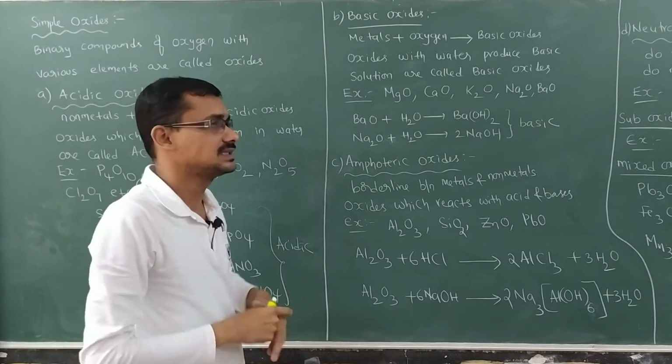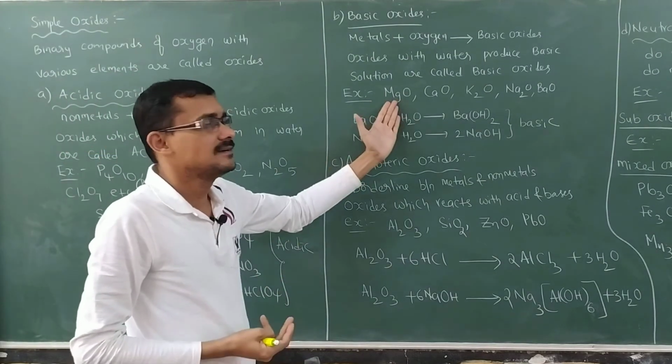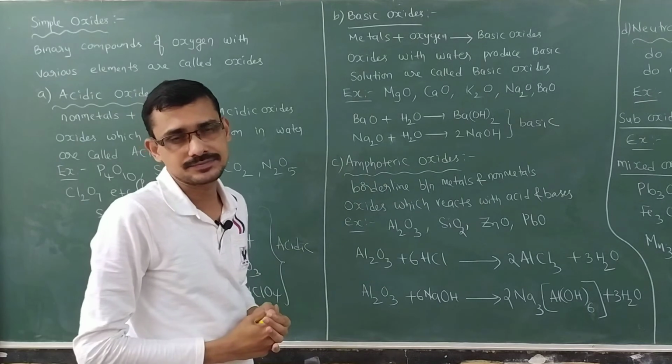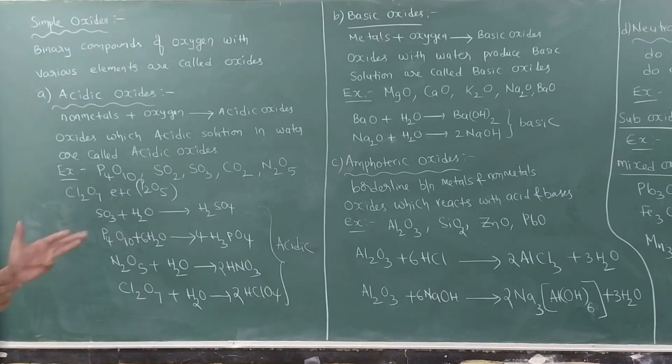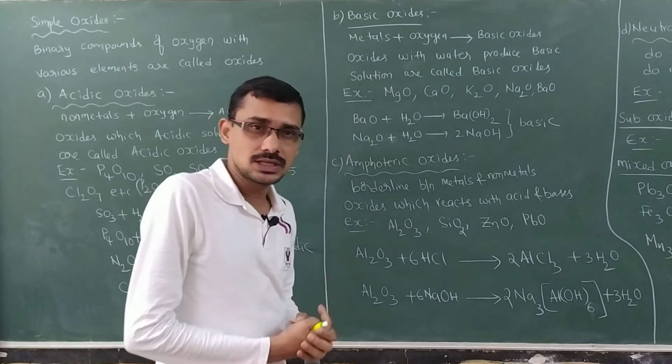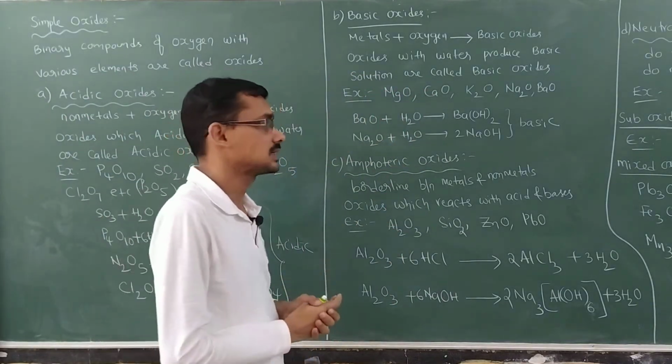What are examples? We can generally take first A and second A group elements. For acidic oxides, what type of group elements can we take? Fourth A group elements, that means 14th group, 15th group, 16th group, 17th group. From the 14th to 17th group comes under acidic oxide. First group and second group come under basic oxide. Generally they come under like that.